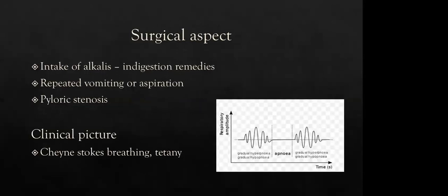The surgical aspect is mainly in cases of chronic constipation and constipation disorders, intake of alkalis as a remedy, repeated vomiting or aspiration, and pyloric stenosis. These are the basic surgical aspects. In the clinical picture, the patient will have Kussmaul-type breathing, and there could be tetany in a few cases due to hypokalemia and hypocalcemia.